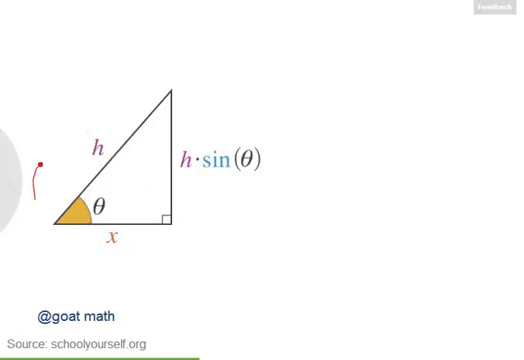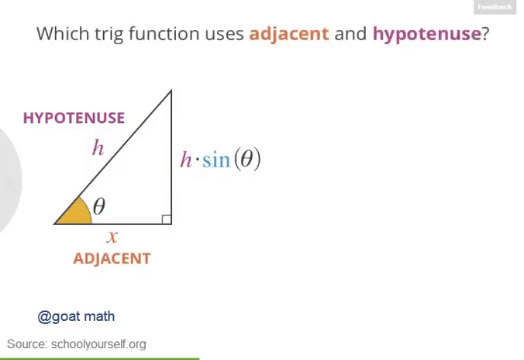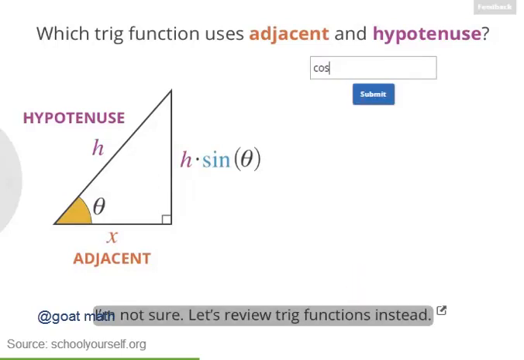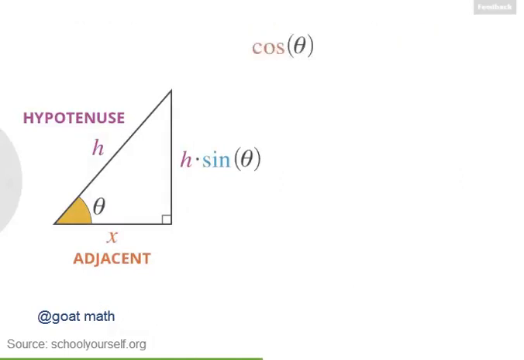We already said this side of the right triangle is called the hypotenuse. Now this side down here, which is the leg that's next to this angle theta, is called the adjacent. So which trig function uses the adjacent and the hypotenuse? Again, if you're not sure, just click down here to review. Great, you remembered that it's the cosine.